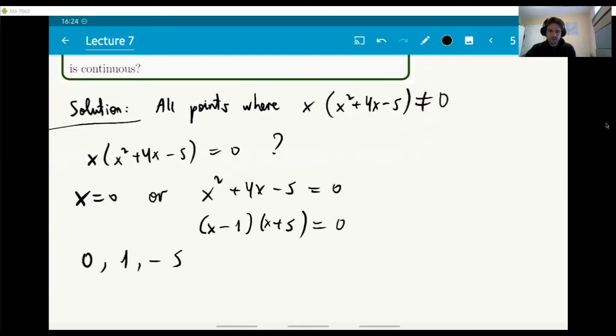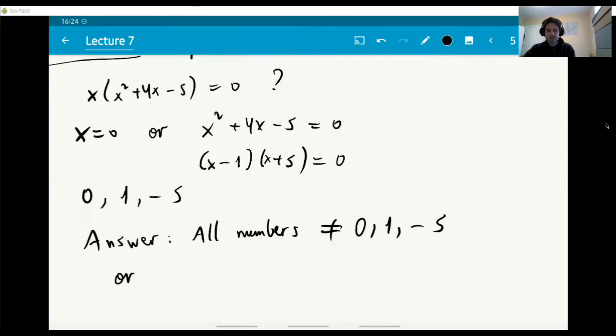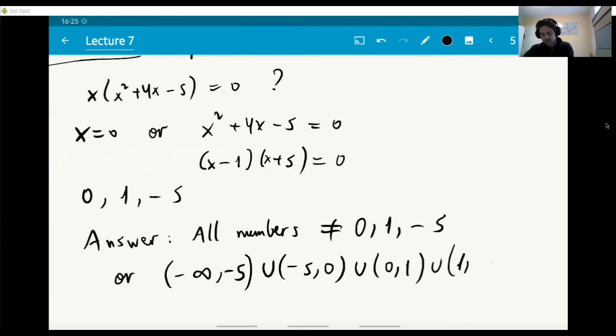The solution that we're looking for were the points where that was not 0. So the answer, you can write this answer in a few different ways. You can say all numbers different from these 3, where the function is undefined, or if you want to give interval notation for it, you want to basically take every single real number except for those 3. Minus 5 should be the first one appearing here. In order, minus 5 is the smallest of those 3. The next one is 0, then 1, and then you can go off to infinity.